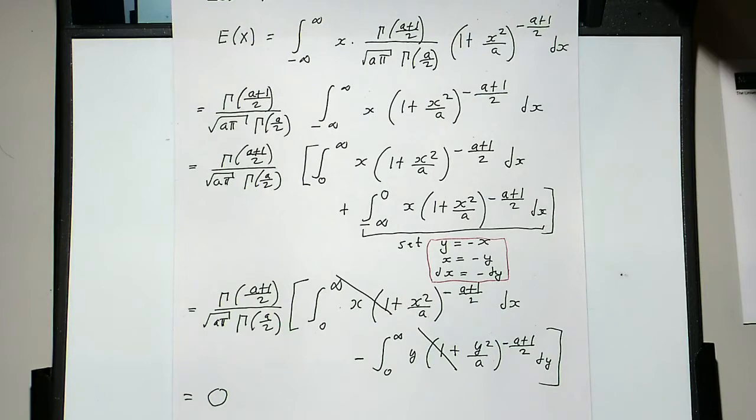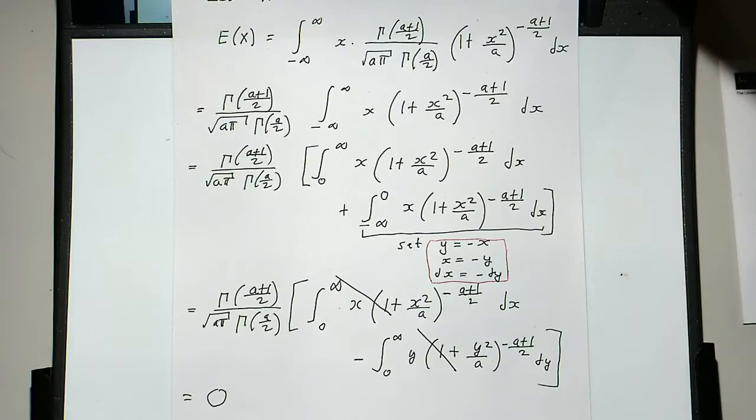I'm sure you guys are experts in calculus. You did calculus only this year, so you should know how to do this. You should make this substitution into the second integral. It will become equal to this, and these two being the same, they cancel out, and therefore the expectation is 0.